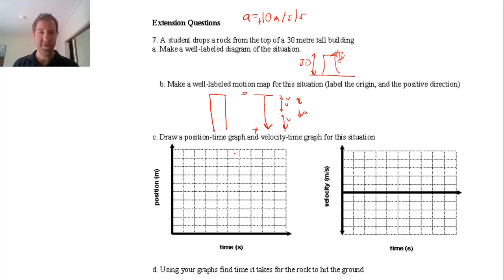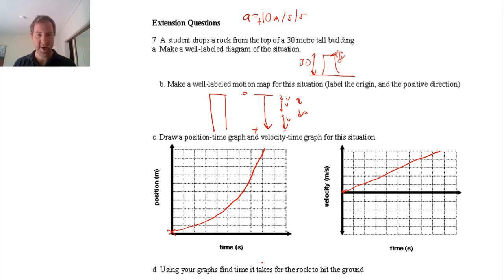Draw a position time graph and a velocity time graph. Well, it starts off at the origin, it starts off at 0, and it gets faster and faster and faster. Velocity time graph, it starts off with 0 velocity and it gets faster and faster and faster at a steady rate. That steady rate is the gradient, which is 10.